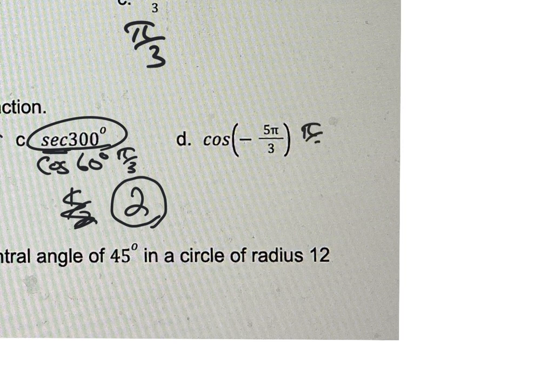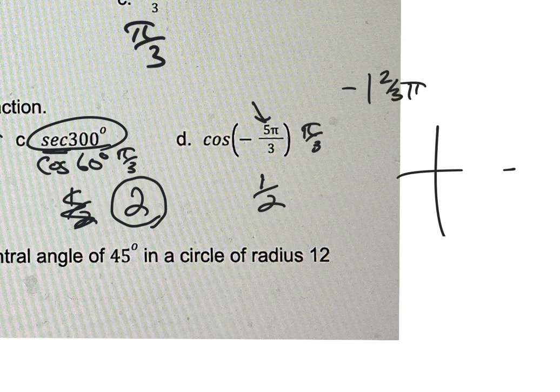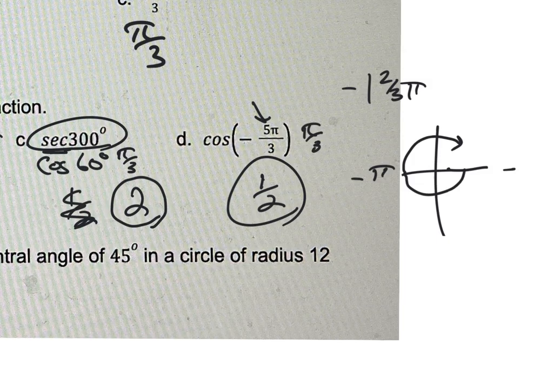And the last one of these, cosine negative 5 pi over 3. The reference angle is pi over 3. Cosine of pi over 3, my favorite, is 1/2. Now, I got to find out what quadrant we're in. Negative 5 pi over 3 is really negative 1 and 2/3 pi. So if I go negative pi, I'll go this far. If I go 2/3 of another one, that puts me here. So I'm really in quadrant 1. And everything in quadrant 1, positive.